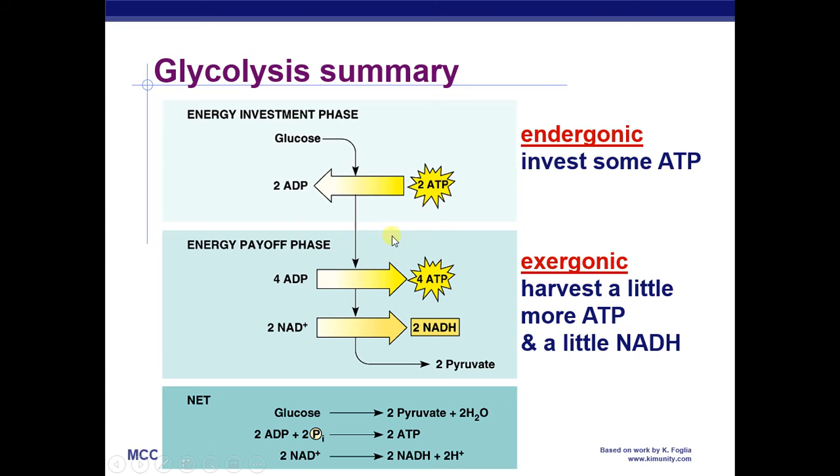So I can kind of break it down into 2 phases. The energy investment phase, which is endergonic, we're investing some ATP to move the reaction over that activation energy hump. And then the energy payoff phase, which is exergonic. We can harvest 4 ATP and a little NADH. We can harvest some stored electrons, and we get some pyruvate. So if we're talking about in net, these would be our reactants on the left, and these would be our products on the right.